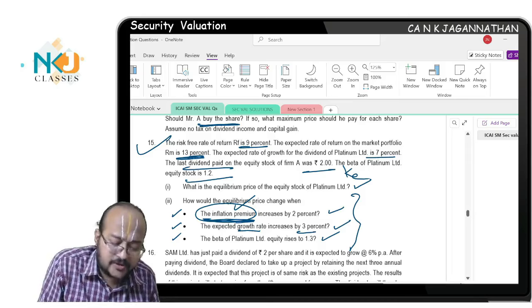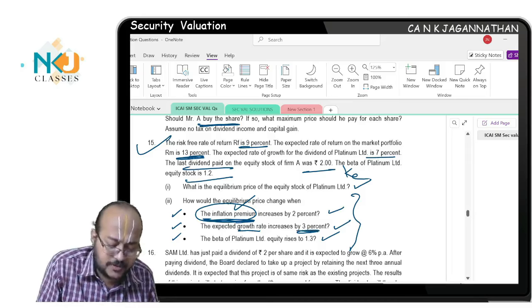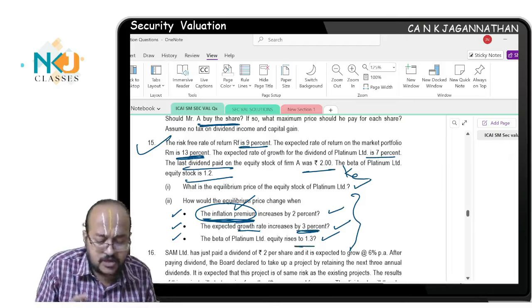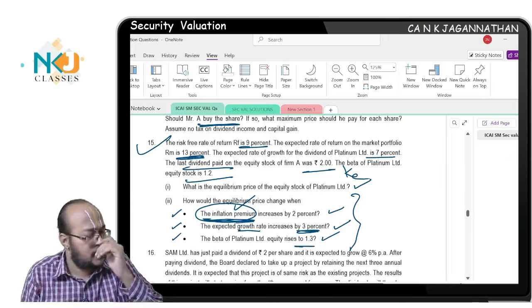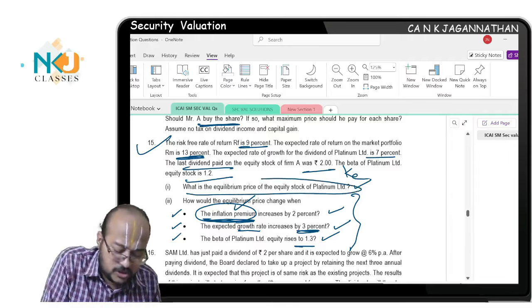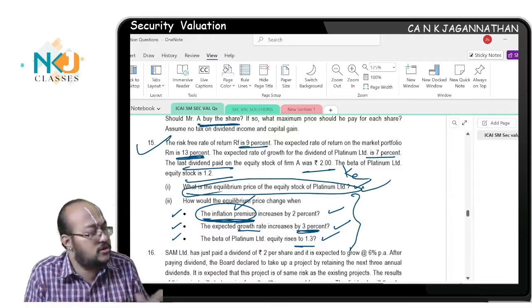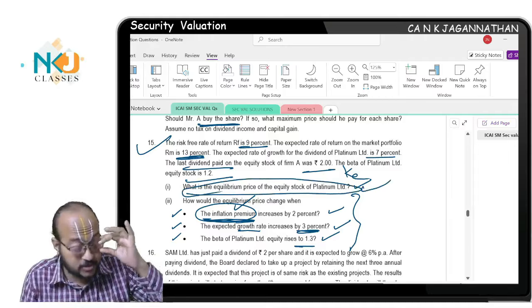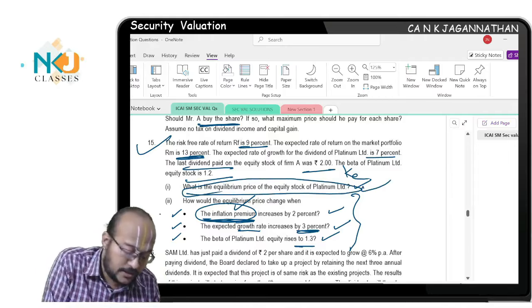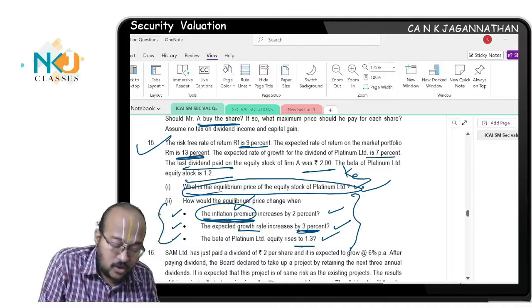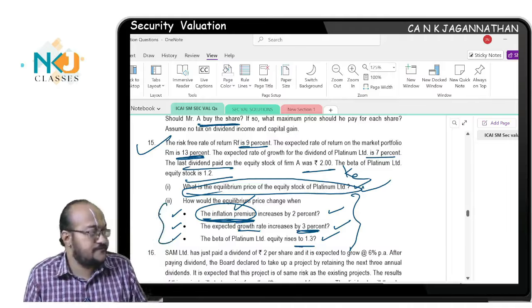Sorry. Expected growth rate increases by 3%, beta premium increases by 1%. What they have done now, the first part of the solution, no issues, find out the value of the share. That is not an issue, correct? Okay. Second part of the solution, they have shown an alternative way using all the data.